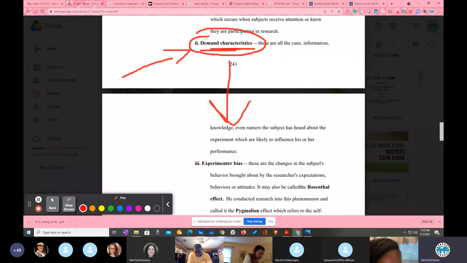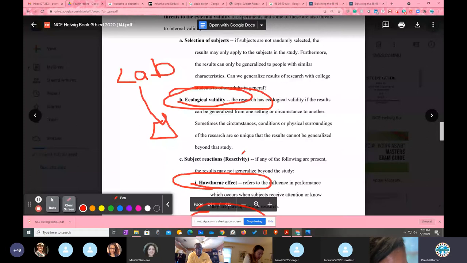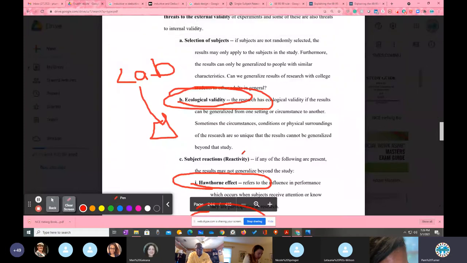Okay, so someone said that you get Hawthorne confused with Halo. Hawthorne is if somebody is looking. You might see a question: little Barbara is in the classroom, and she heard that someone is going to observe her this week. And little Barbara gets straight A's all week, because she knows someone is watching her. The halo effect is something about that person, whether it's the researcher or someone else, that makes me more likely to believe them. The halo effect.